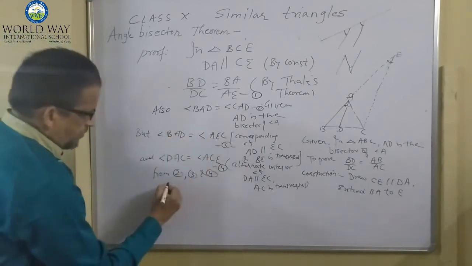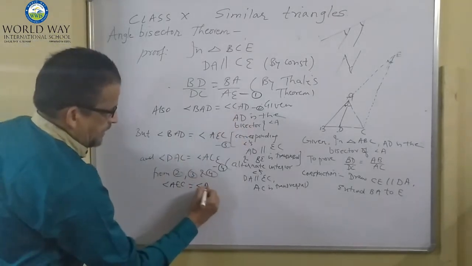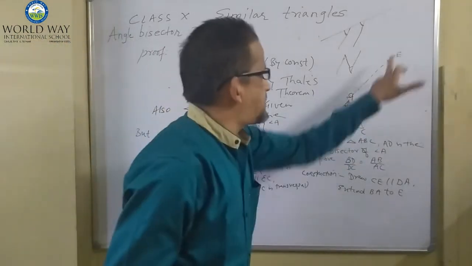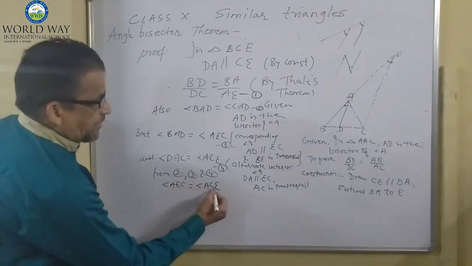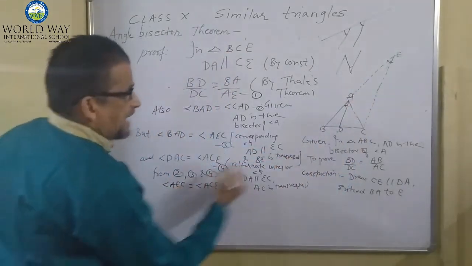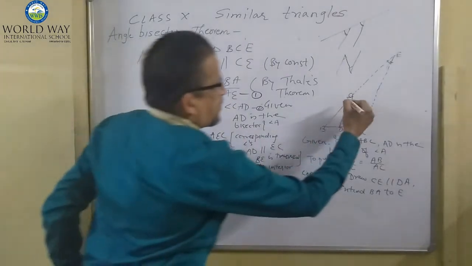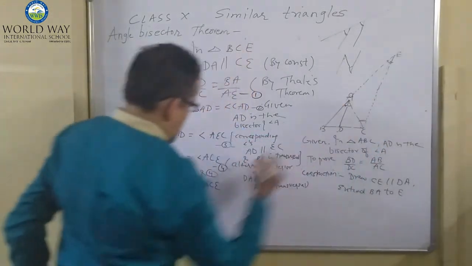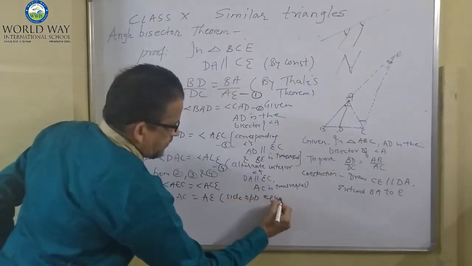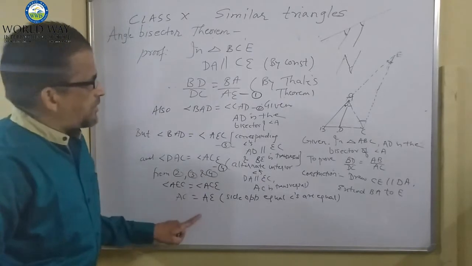What is BAD equal to? AEC. What is DAC equal to? ACE. Now in triangle AEC, AEC is equal to ACE. So if two angles are equal, the sides opposite them are also equal. Opposite this angle AEC, which side is there? AC. And opposite this angle ACE, which side is there? AE. Sides opposite equal angles are equal. So AC is equal to AE.